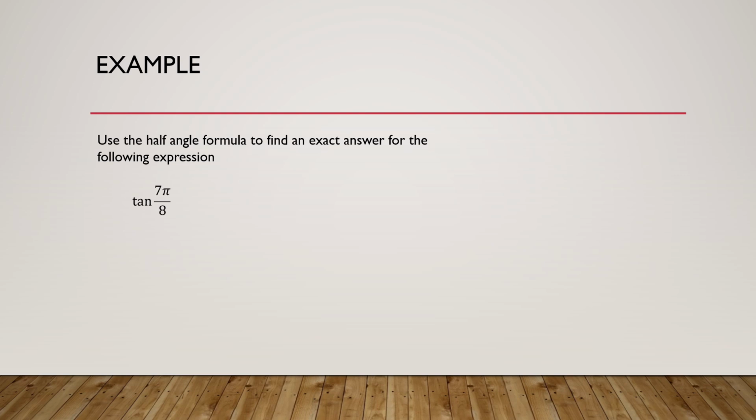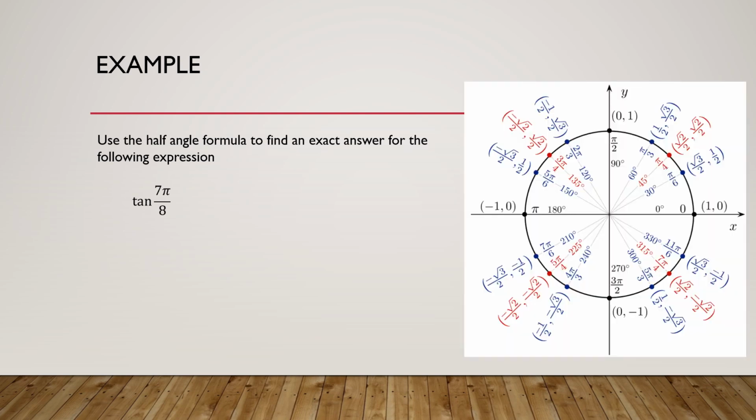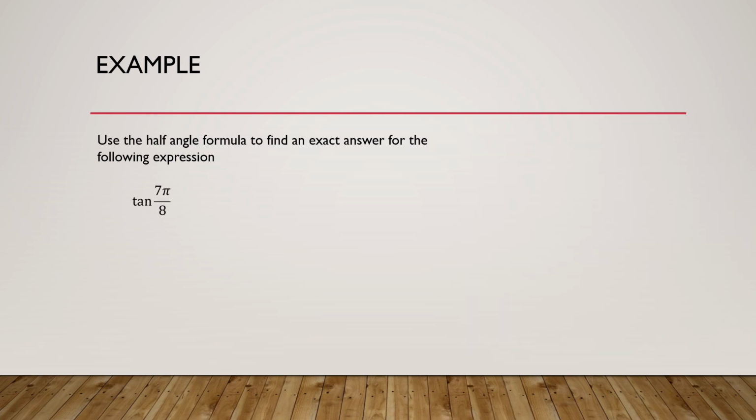For another example, let's find the exact answer for the expression tangent 7 pi over 8. Looking at the unit circle, 7 pi over 8 does not have an exact answer depicted, but 7 pi over 4 does, noting that cosine of 7 pi over 4 equals the square root of 2 over 2. With this, we can use the half-angle formula for tangent. Let alpha over 2 equal 7 pi over 8, which makes alpha equal to 7 pi over 4. 7 pi over 8 is in quadrant 2, which is negative for tangent. Then we fill in our values.